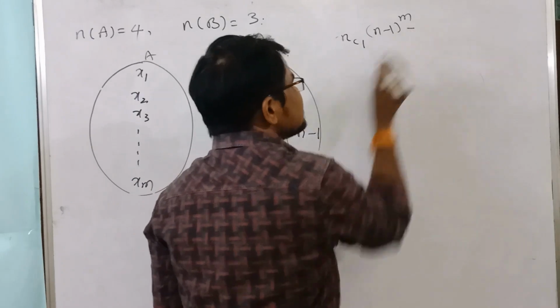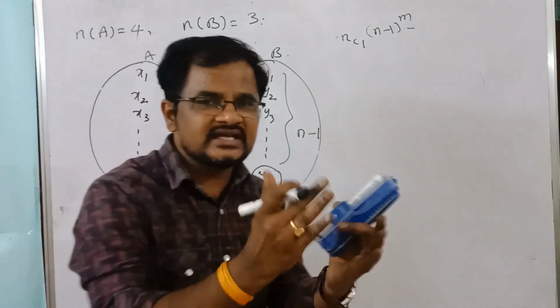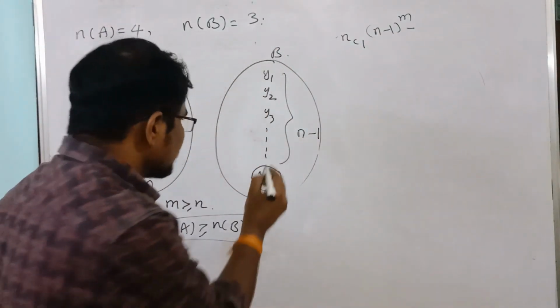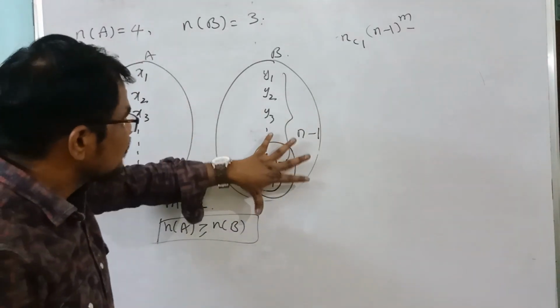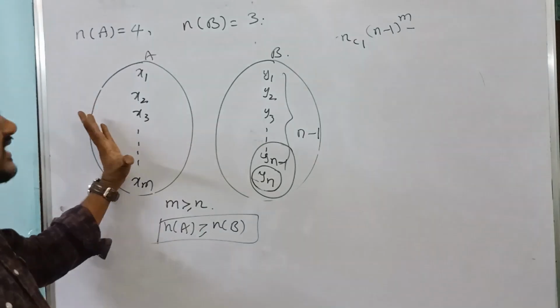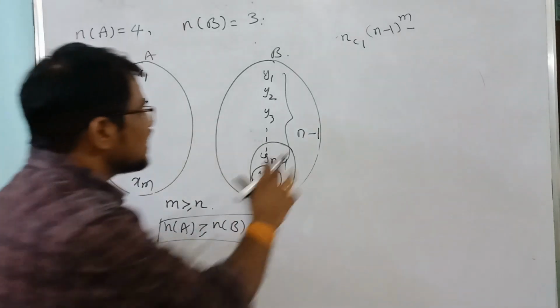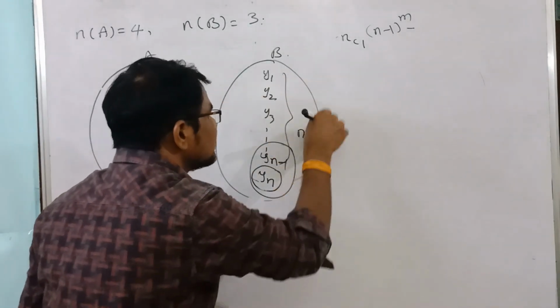Next, minus, means we are following the inclusion and exclusion principle. Suppose two elements in B have no image in A. Then the remaining elements in B are what? N minus 2.